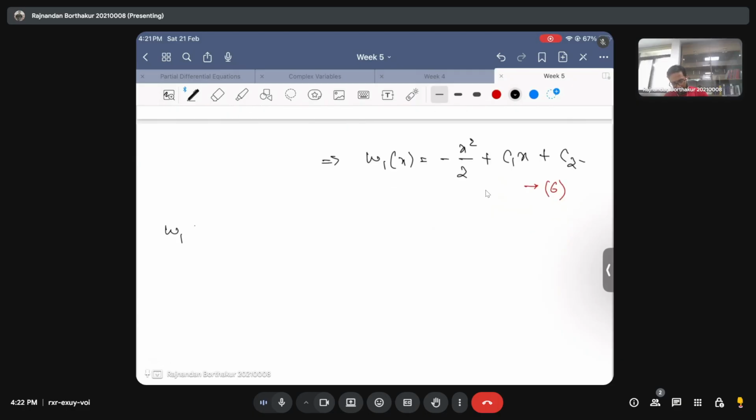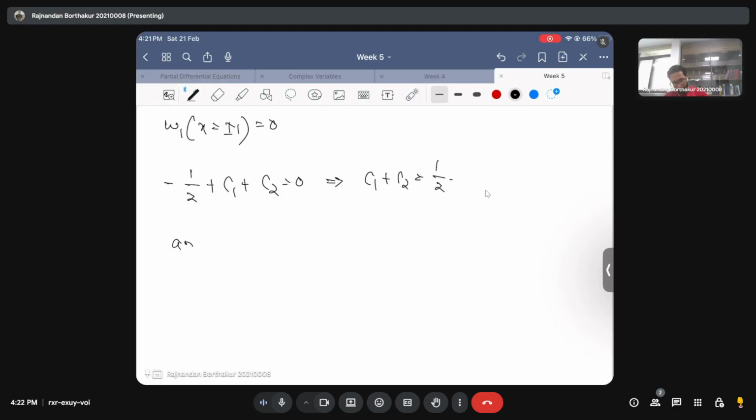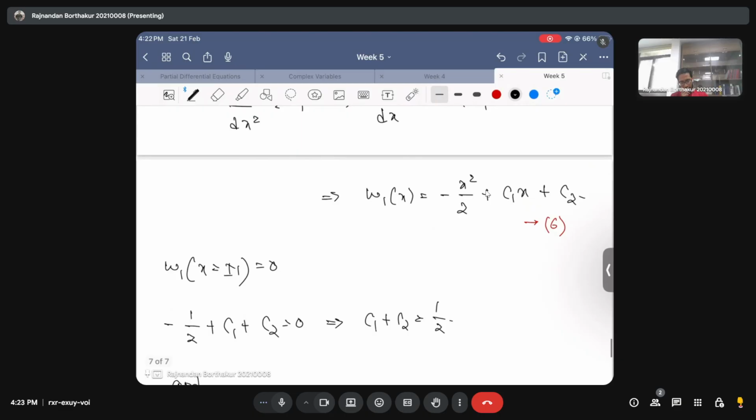So what I will say is that W1 at x equal to plus and minus 1 is equal to 0, which means I have minus half plus c1 plus c2 equal to 0, and then c1 plus c2 equal to half. And if I use the other one, that is at x equal to -1, I have minus half minus c1 plus c2 equal to 0, which means c2 minus c1 is going to be equal to half.